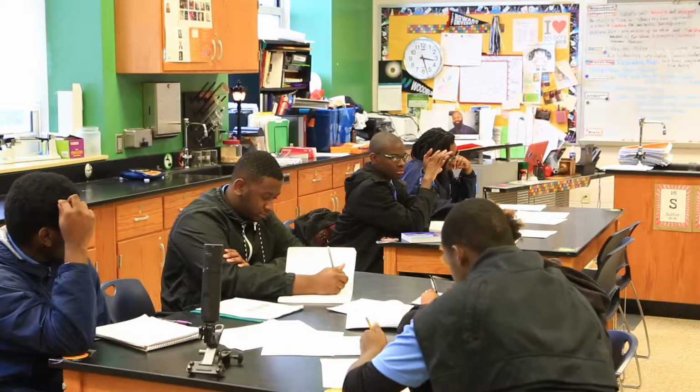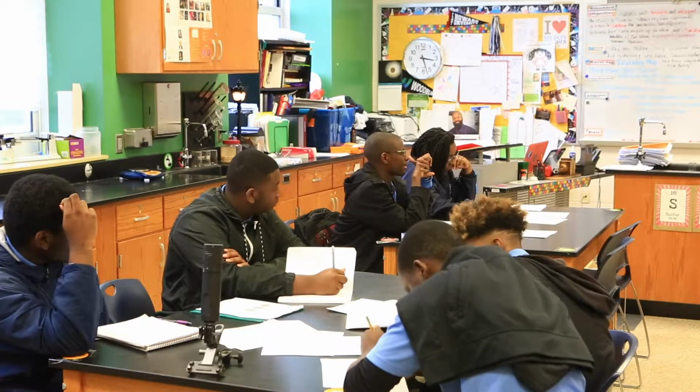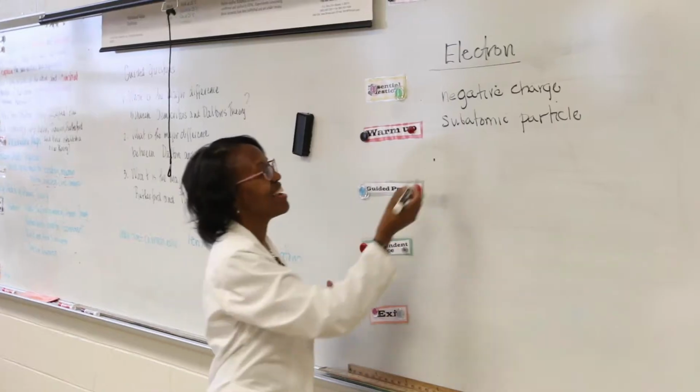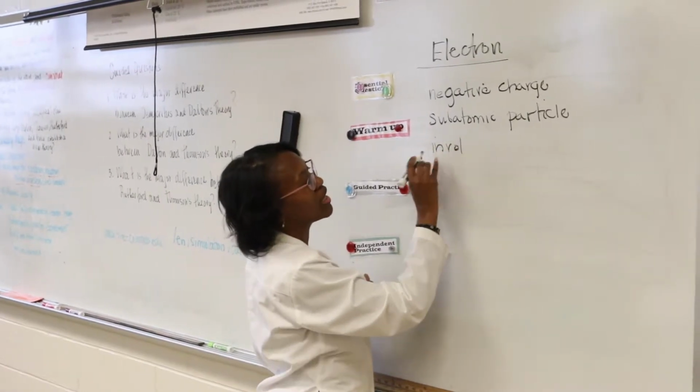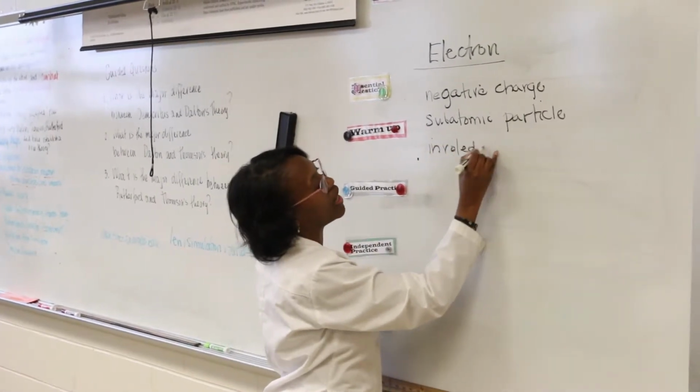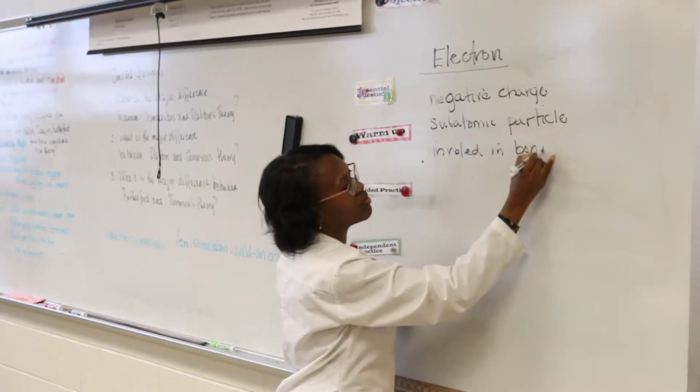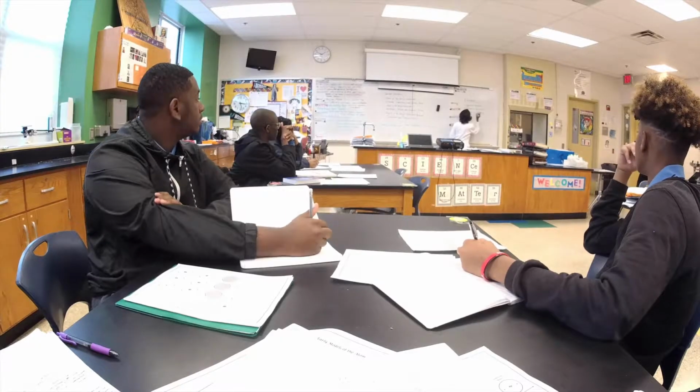It's the defining particle that tells you how many bonds will be formed. Oh, it's involved in bonding. Okay, taking it to a deeper level. It's the particle that's involved in bonding. What else do we know about an electron?